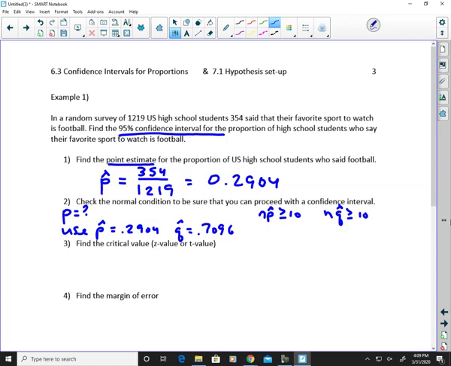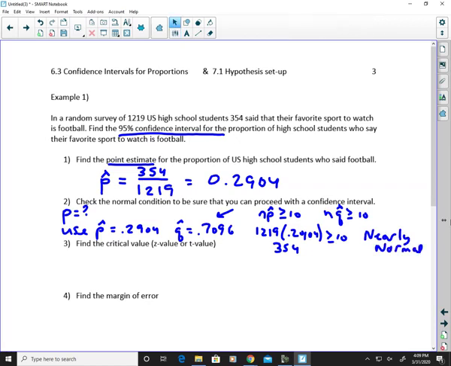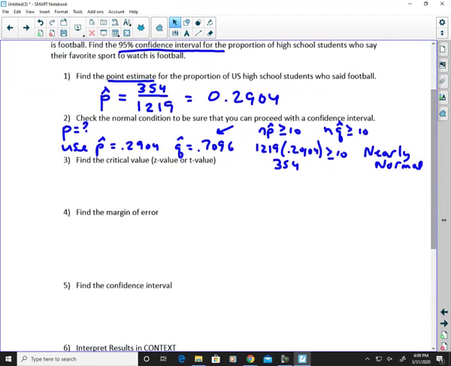When you do n times your p hat, 1219 times 0.2904, you actually end up back to where you started with the 354. And that's definitely greater than or equal to 10. And q, since q involves a proportion that's higher than the p, I don't really need to check that. I do see that it meets the nearly normal condition, because my estimates of p and q were big enough.